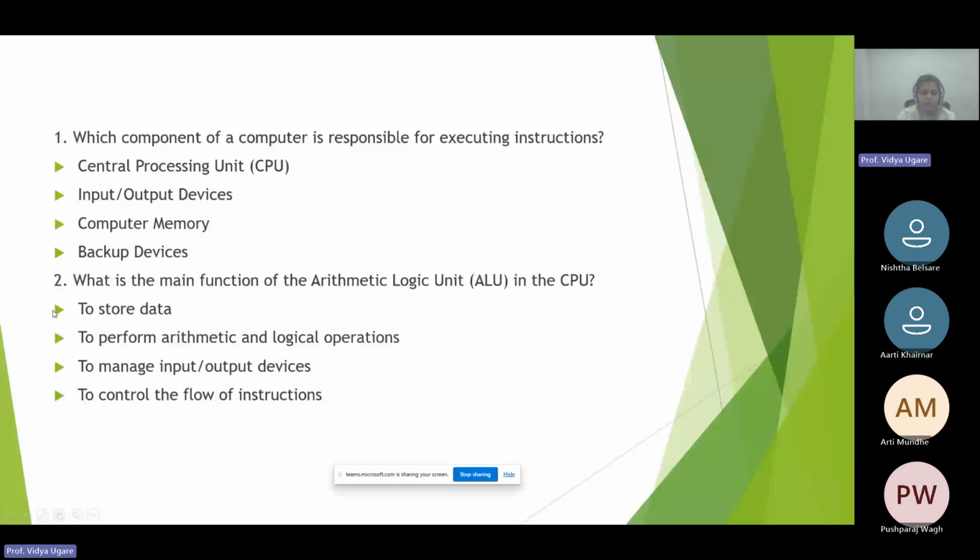Then, second question. What is the main function of the ALU, that is the arithmetic and logical unit, in the CPU? Why is this ALU unit used? Definitely to perform arithmetic and logical operations, ALU operations, right?